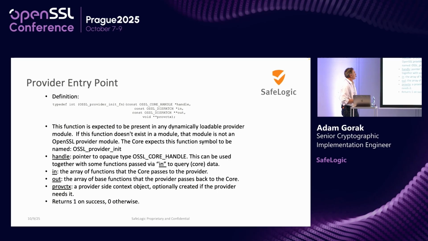All right. So as I mentioned, there was an init function. The init function is quite important. It has input parameters and output parameters. The input parameter is the handle. It's basically a pointer to the core, and it needs to be passed whenever the provider calls the core functions. The in is an array of functions exported by the core. The output parameters are out, something that we need to populate with the provider dispatch table, and an optional parameter, the provider context. It can be created if the provider wants to keep and maintain its state, right?